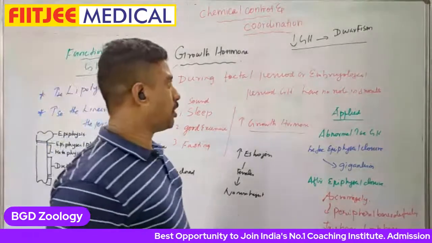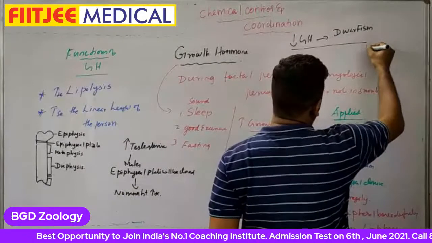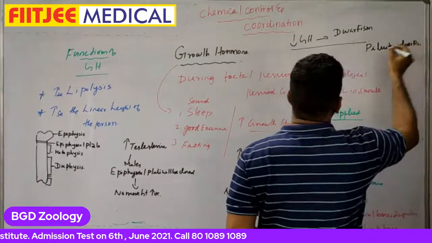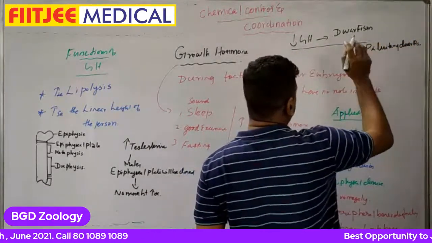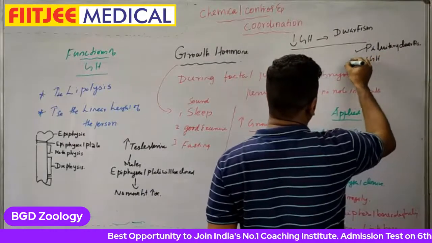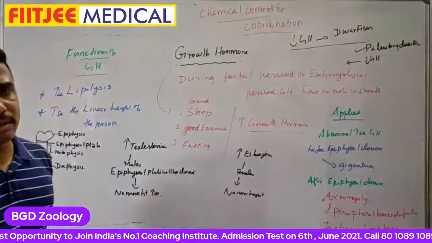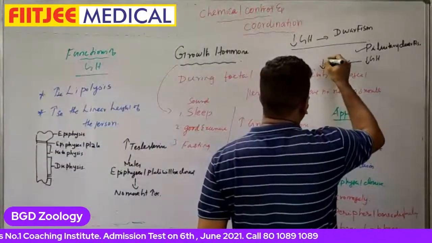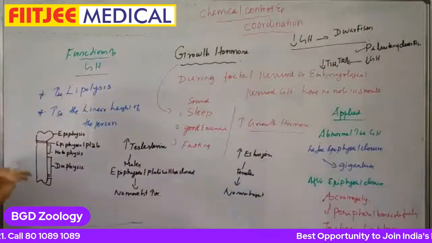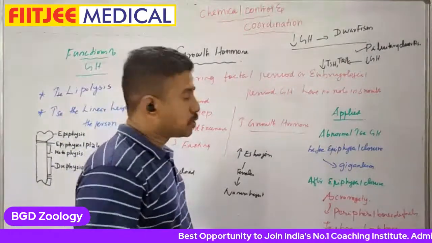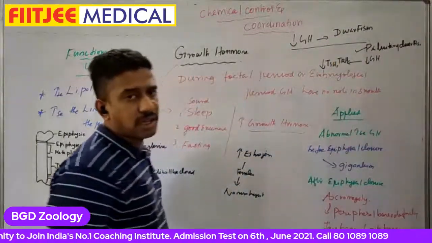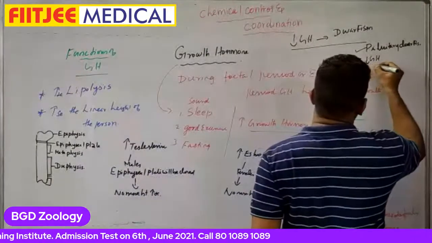But remember, there are two types of dwarfism. Only growth hormone decrease, we call it pituitary dwarfism. If the growth hormone is decreased by decreased TSH and TRH, because they are connected. TSH and TRH always stimulate the production of growth hormone. So growth hormone decrease can happen by decreased TSH and decreased TRH. That condition, we call thyroid dwarfism.